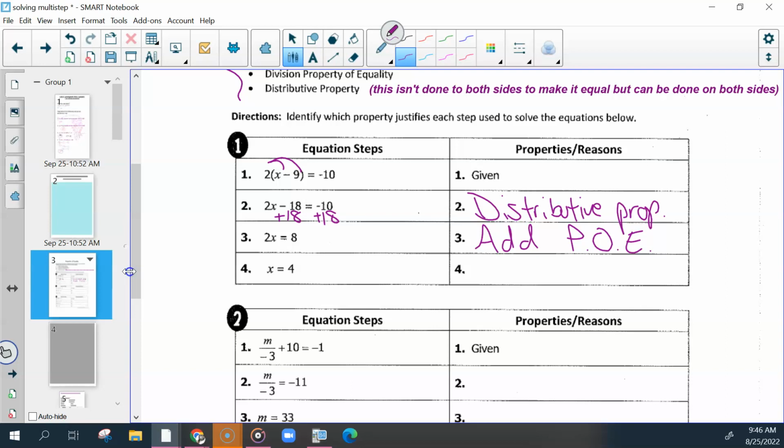And then to get from here to here, what do we do? Divide to both sides. So if we divide both of these by 2, we are using our division property of equality.